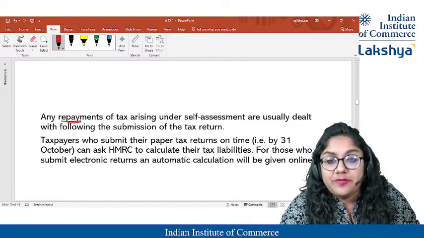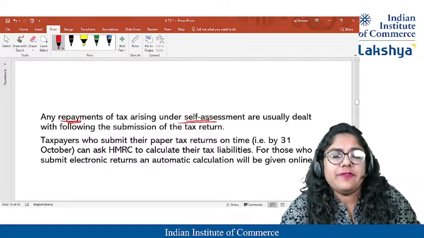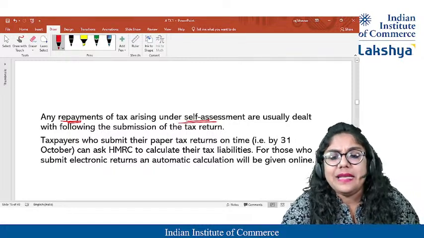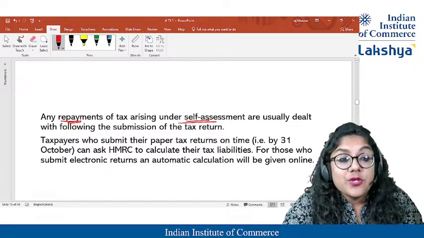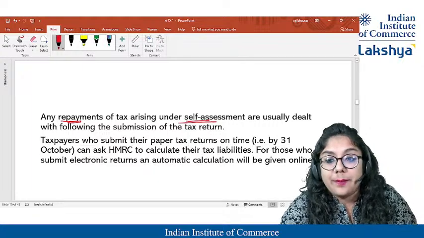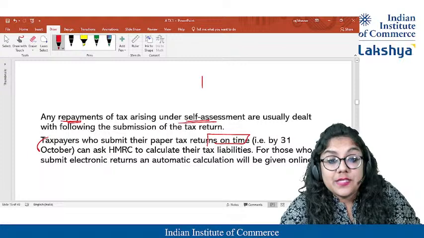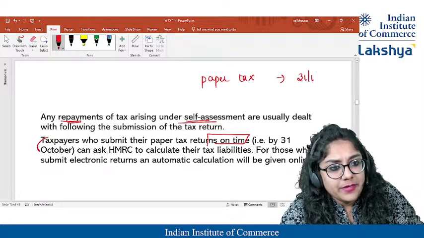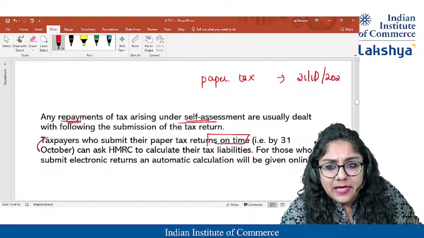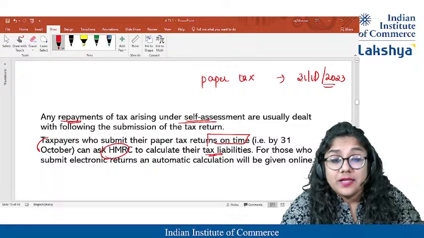Any repayment of taxes arising under the self-assessment. Let's say I have just found out my tax in the self-assessment, and if I think there is some repayment, I have to make the payments again. It is usually dealt with in the following submission. For example, the taxpayer who submitted the return on time, that is paper returns, paper tax. I have paid the paper tax till 31st October 2023 only. You can ask HMRC to please calculate it if you feel.